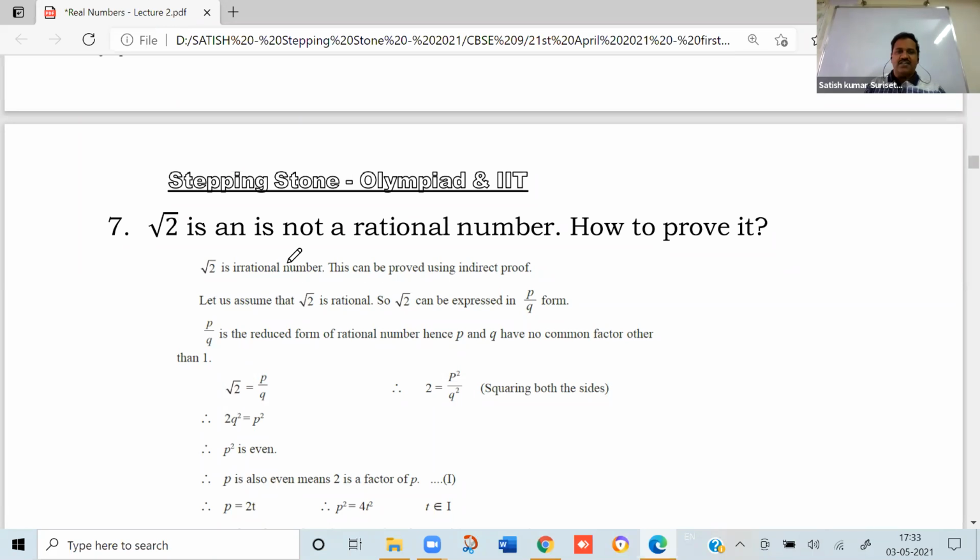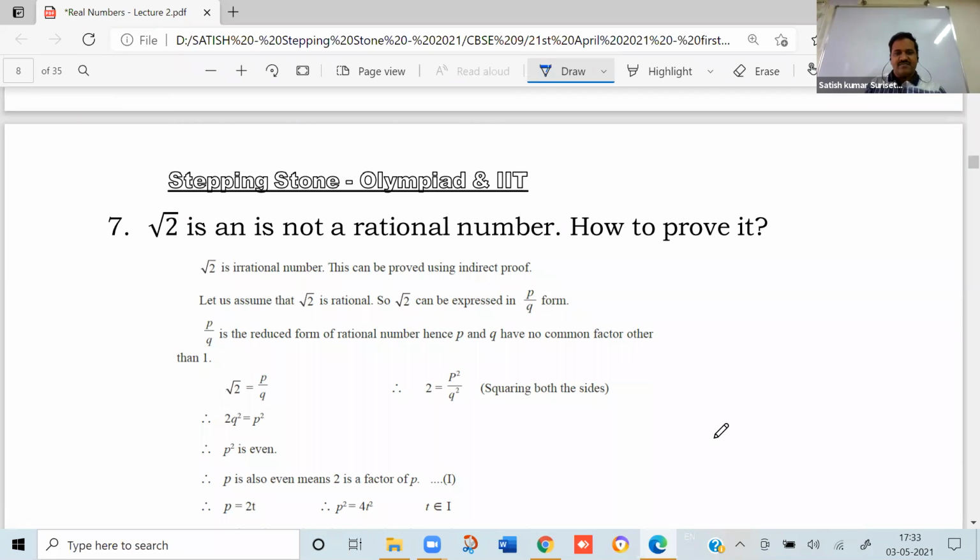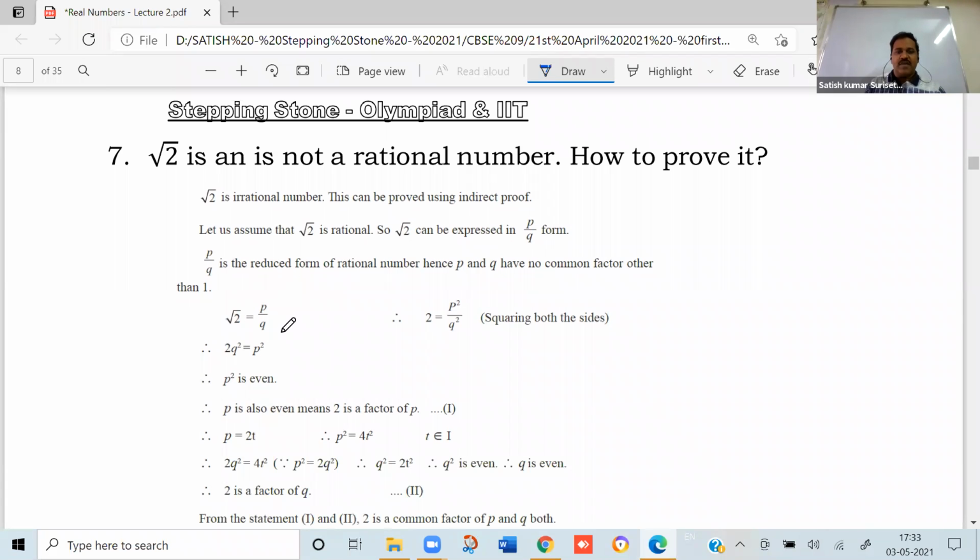Indirect proof means we assume that root 2 is a rational number of the form p by q, where p and q have no common factors. Then root 2 equals p by q. You square it on both sides. When you square it on both sides, it will be 2 equals p square upon q square.